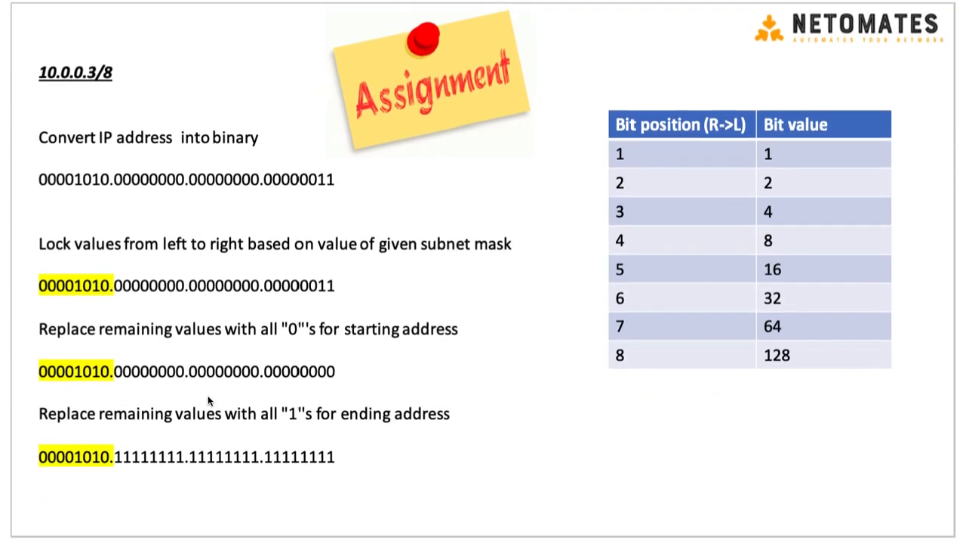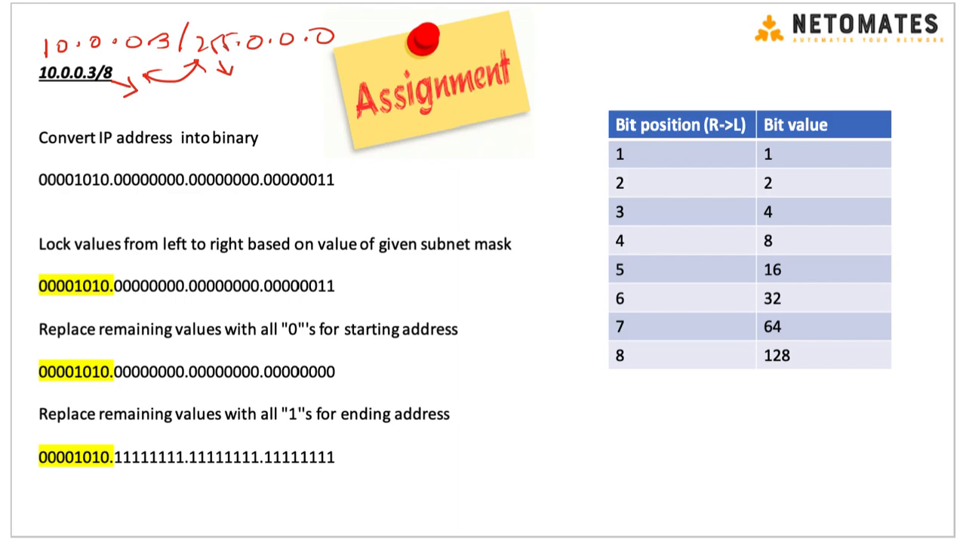The first one is 10.0.0.3/8. /8 we can represent in another format as well: 10.0.0.3/255.0.0.0. These two things represent the same subnet mask. All you need to do is identify the subnet mask in different formats. Basically this represents how many bits you need to lock, and this is also representing the same thing.